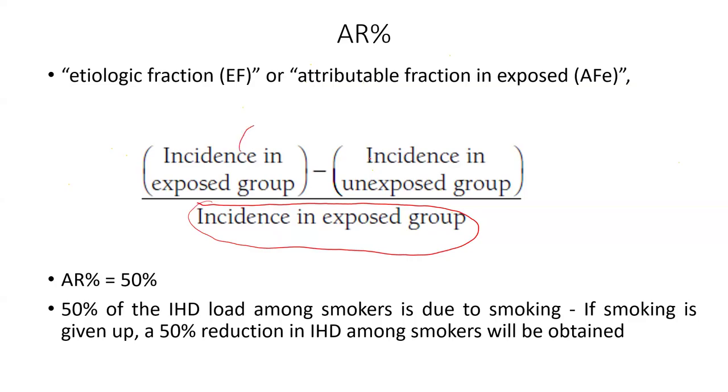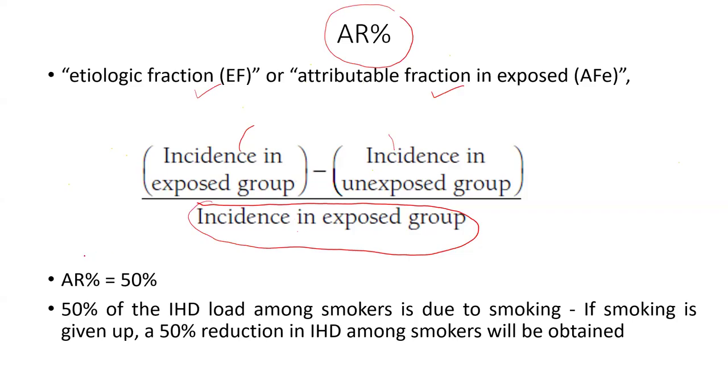Subtract the incidence in the unexposed from the incidence in the exposed. So you know what proportion of the incidence in the exposed is because of the exposure. That is known as attributable risk percentage, or etiologic fraction, or attributable fraction in the exposed.